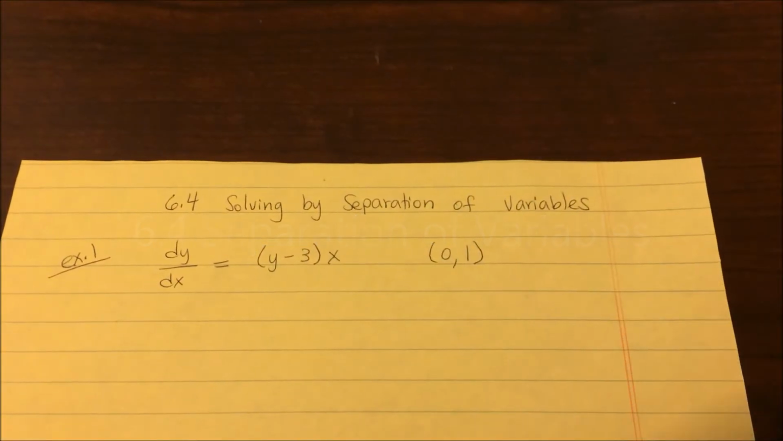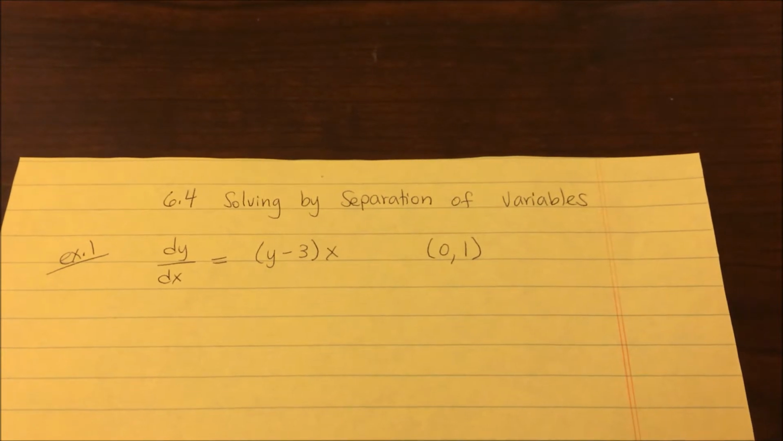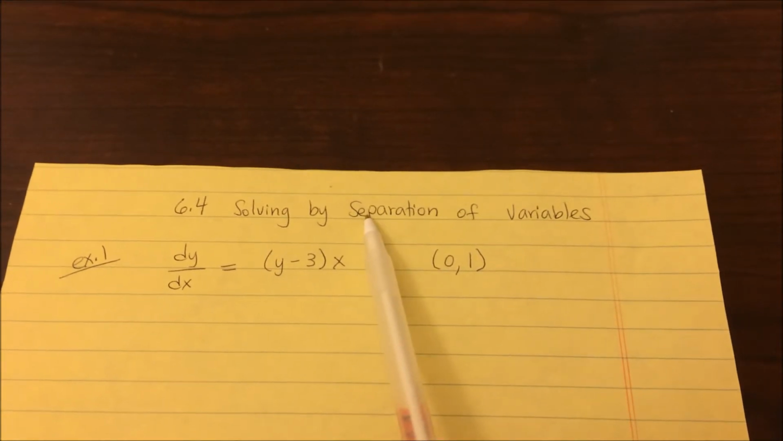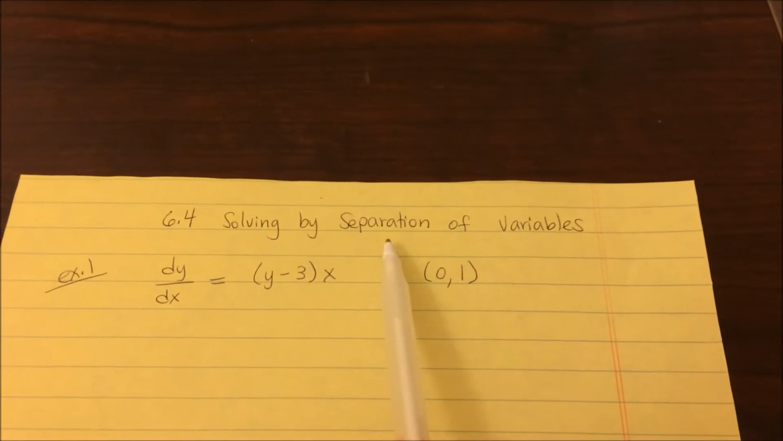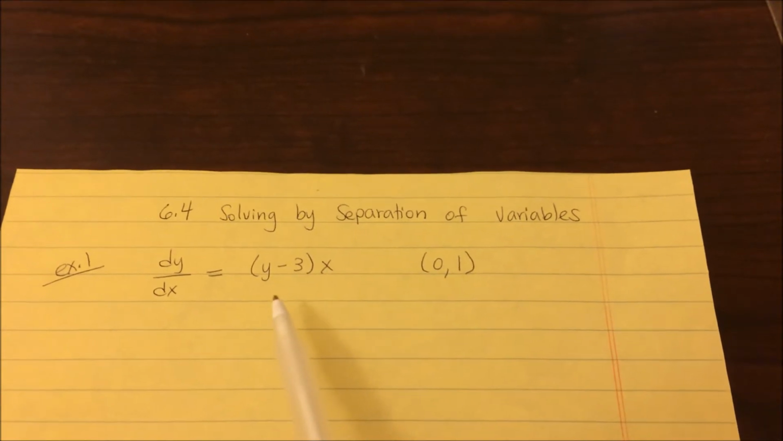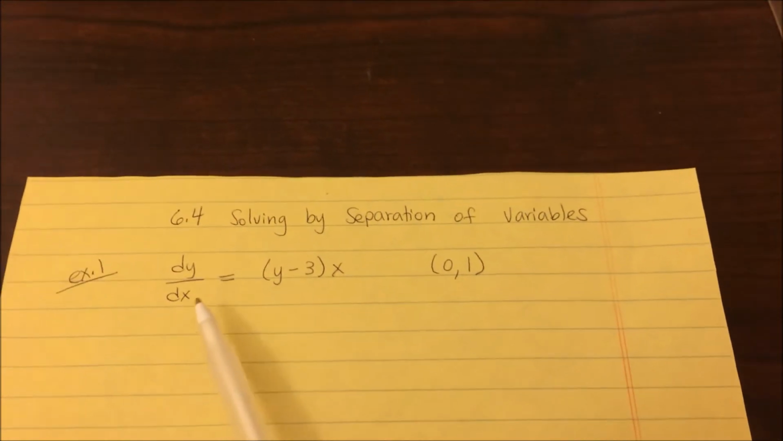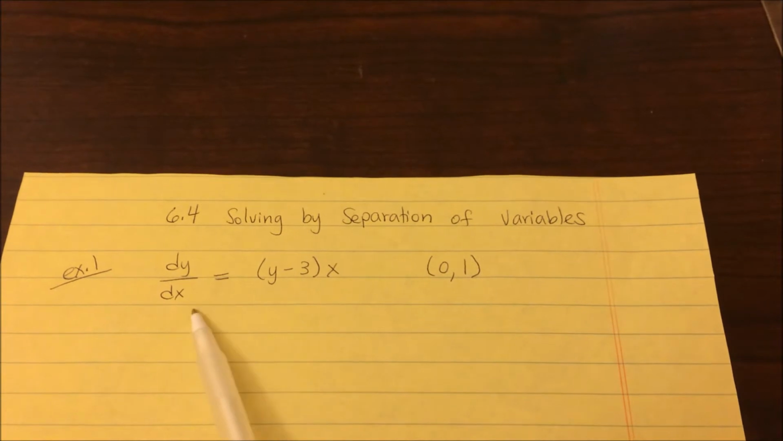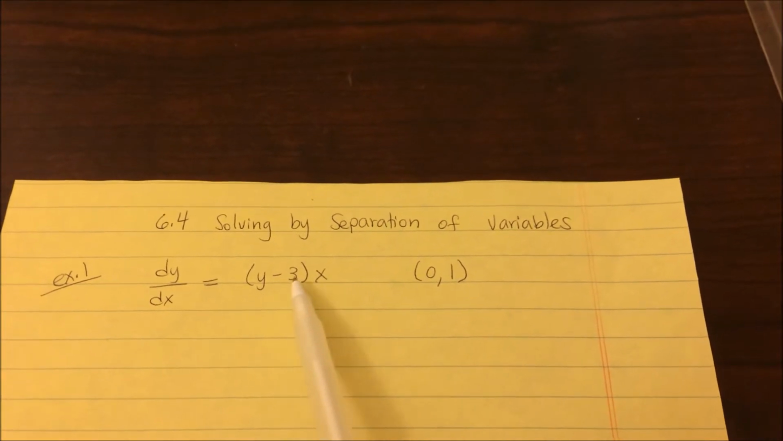This section is on 6.4 and we're going to solve by separation of variables. Just like the way it says separation of variables, we're literally going to separate the two different variables that we're going to have in this. So this looks familiar. We have dy over dx is equal to y minus 3x.